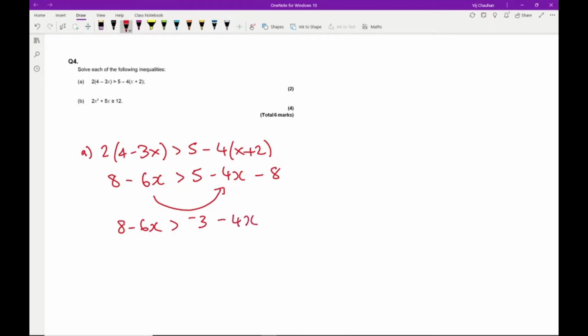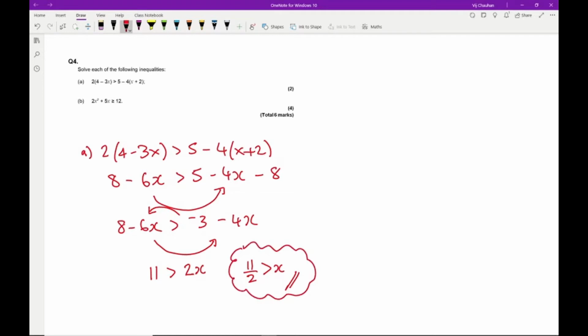Minus 4x. So I'm going to take the 6x over to this side, the minus 3 over to this side, in which what I end up with is 11 is greater than 2x. So here I've got 11 over 2 is greater than x, and there is my final answer. And again, I'd probably leave it as a fraction because I don't want to overcomplicate it. Now again, the key thing to remember here is the sign of the inequality, or the direction of the inequality. It doesn't matter which way you put it as long as the inequality is pointing at the x.